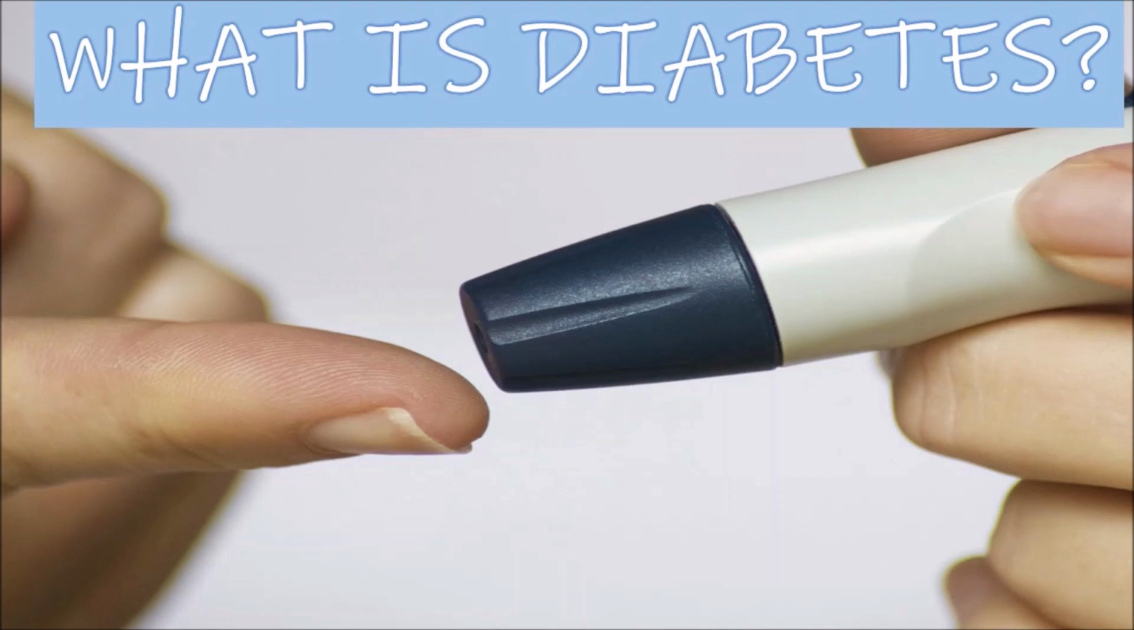So I will start by providing a simple explanation as to what type 2 diabetes is. So let's dive in. So let's begin by looking at what diabetes is. So diabetes occurs when blood sugar is abnormally high due to the body's failure to keep blood sugar under control.